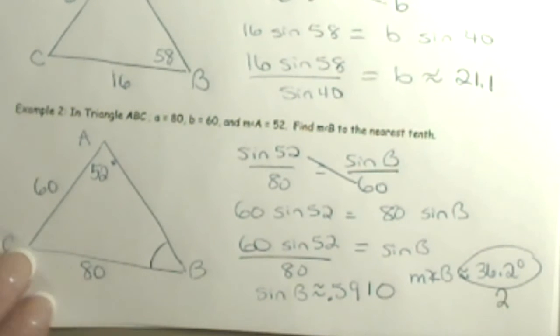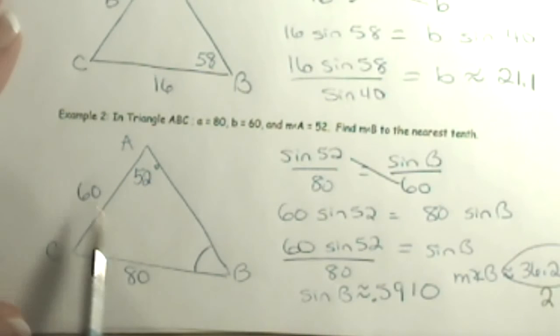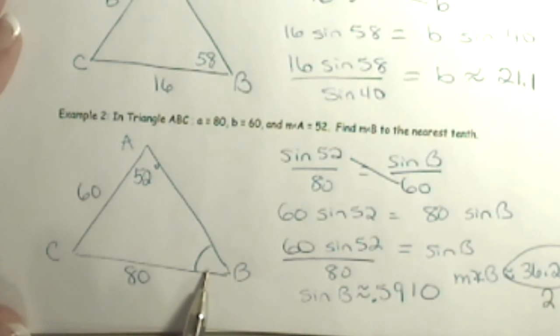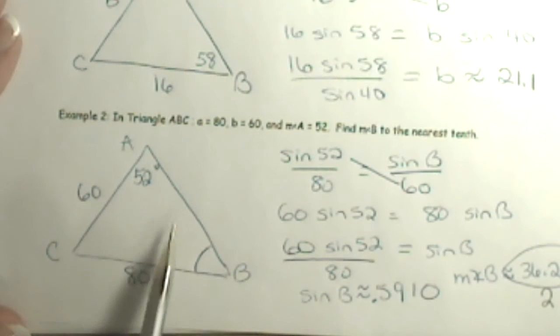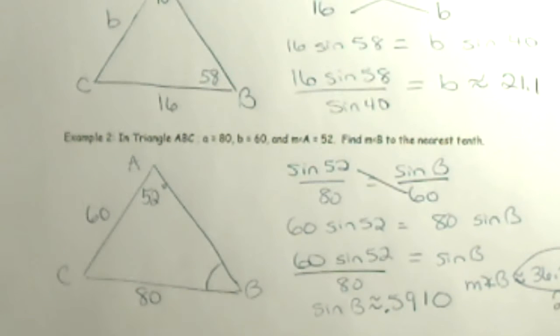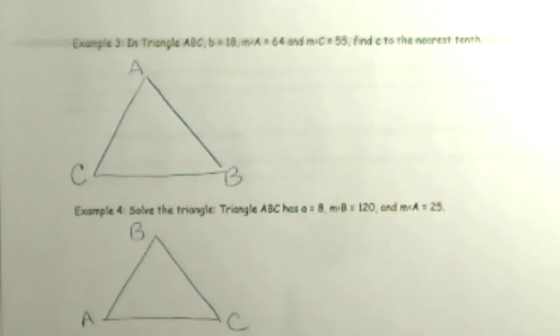Checking my reasonableness on that. Well, 60 is opposite a smaller angle with that 36.2 degrees, and 52 is opposite a larger angle. So our inequality rules for triangles hold. Okay, 2 more examples, and then we'll summarize a little bit about when we can use law of sines and when we cannot.